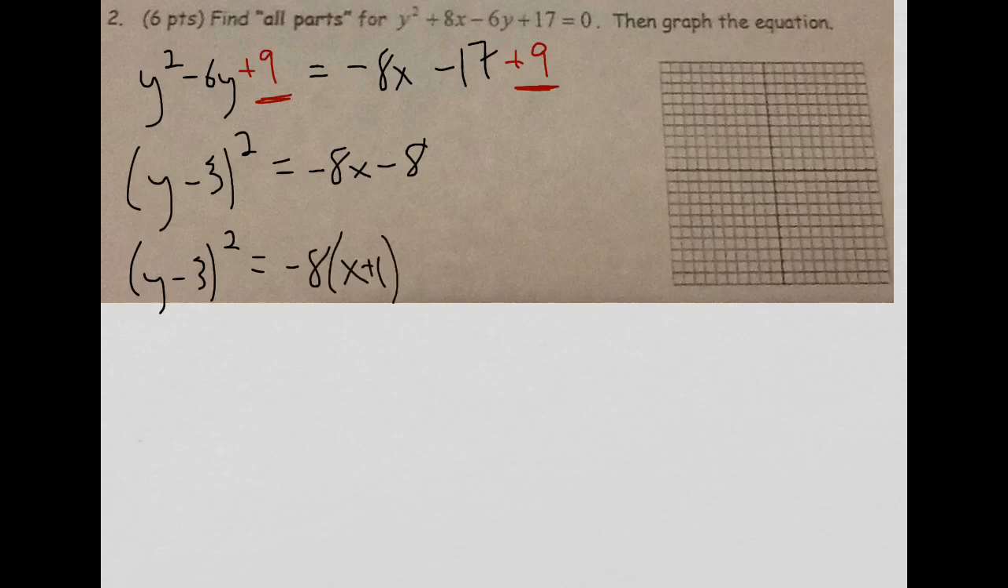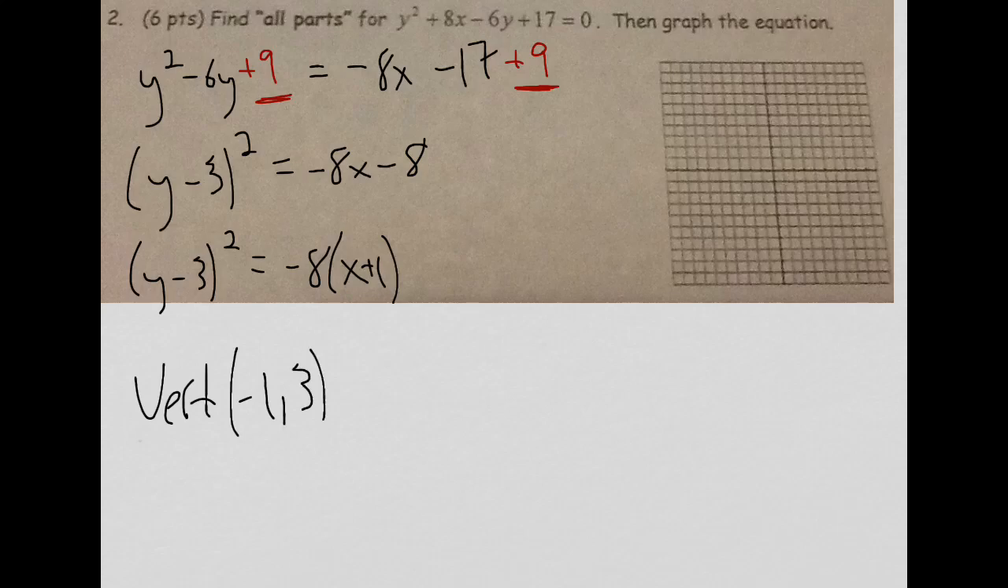So there's a couple things that I can take from this. First off, I know that my vertex has coordinates. The x coordinate comes from this. It's a minus 1. It's the opposite of this number. And the y coordinate is the opposite of that one. So, yup, it is 3. So my vertex is at minus 1 comma 3.